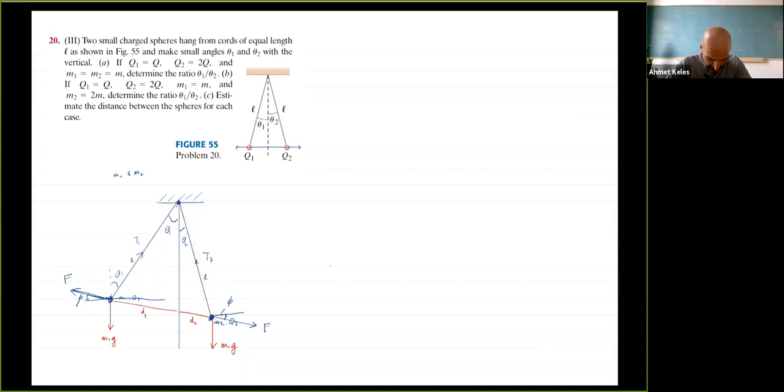They have electric charges Q1 and Q2, so there's a force on this guy by the other guy, and there's another force on this guy by the other guy. And yesterday we talked that they should be equal and opposite, and there's M1G and M2G. And I said, let's call the distance from here to here D1, and from here to here D2. Okay, any questions?